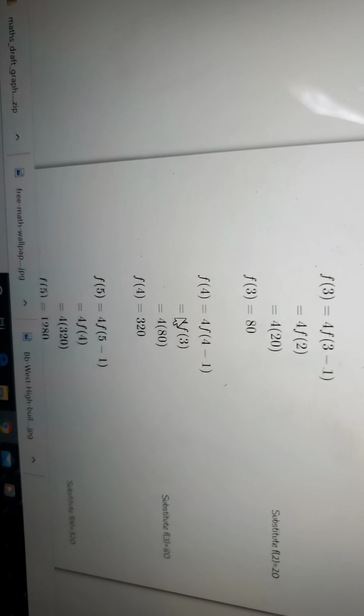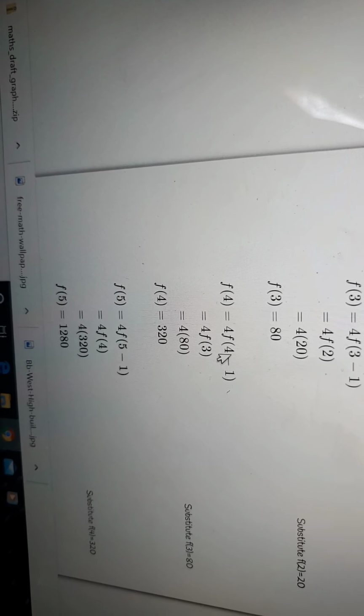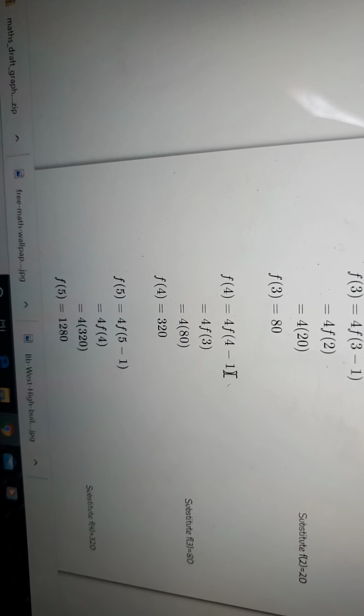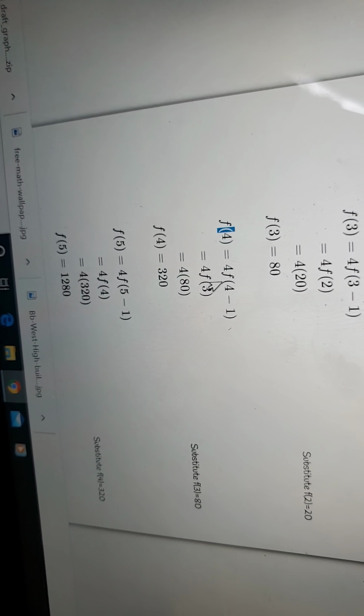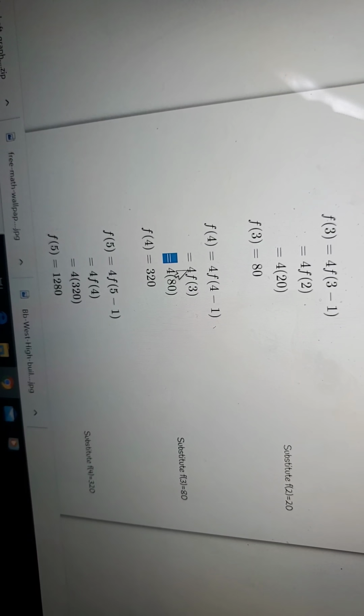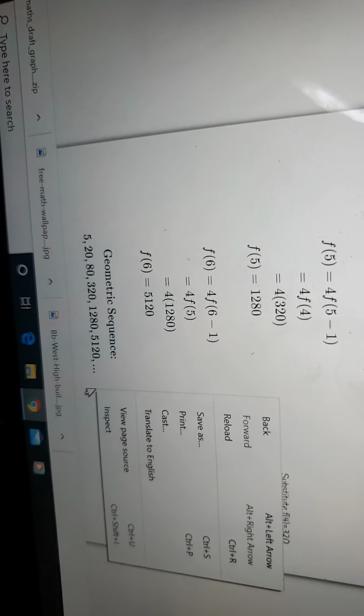All right, and then you can see that they went through and did it for each one, right? So f of 4 is 4 times the value of the term before it, which is the third term. So the fourth term is 4 times the third term. Okay. All right. And there is the sequence there at the end. It's a geometric sequence. There we go. Geometric sequence. Looks something like this.